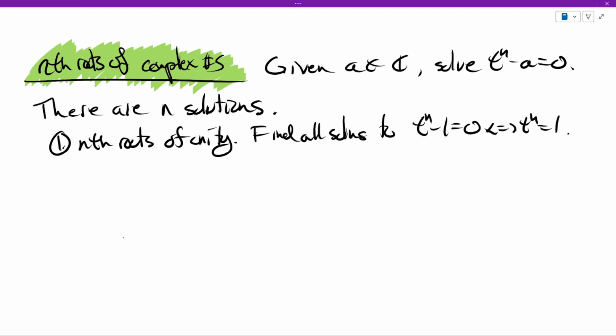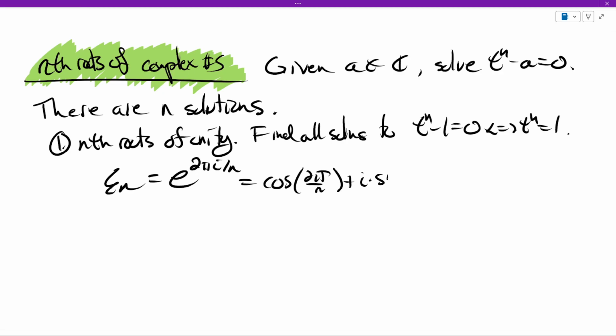Okay, so to do that, we're going to introduce, I've never been able to draw a zeta, I'm not going to draw a zeta well in this class, I'm sorry, but we're going to introduce zeta sub n. And zeta sub n is e to the 2 pi i over n. This is cosine 2 pi over n plus i sine 2 pi over n.